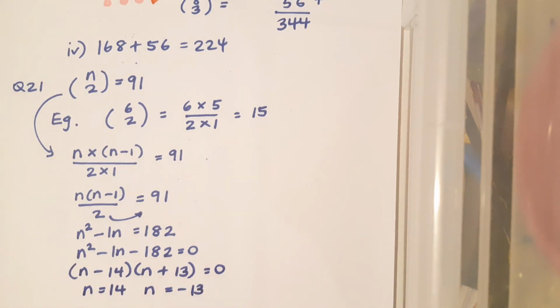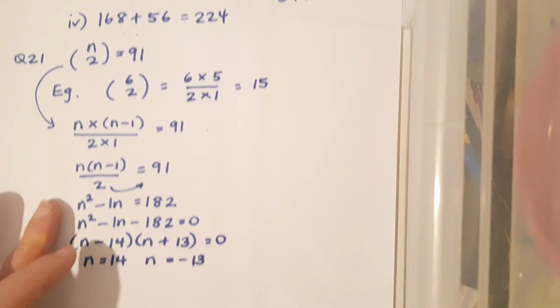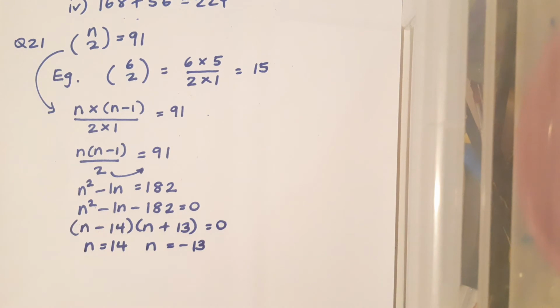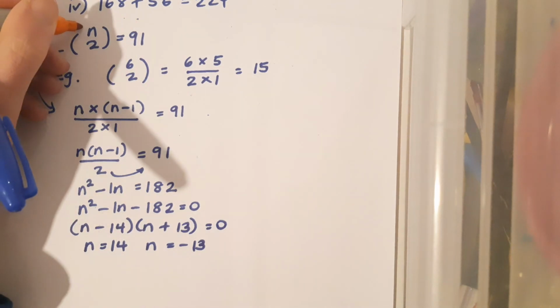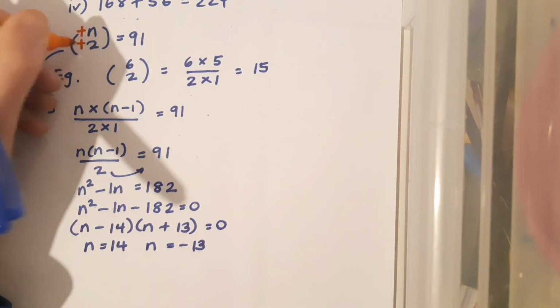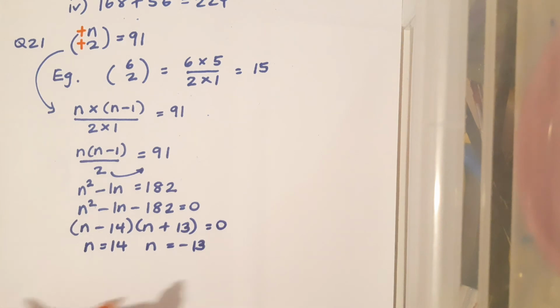But just bear in mind with these questions that I'm always going to be dealing with positive numbers for my n and my r. So whatever values I have in my n choose r calculation are always going to be positive. So that means I can eliminate this possible answer, the n equals minus 13, and my answer is just n equals 14. Okay?